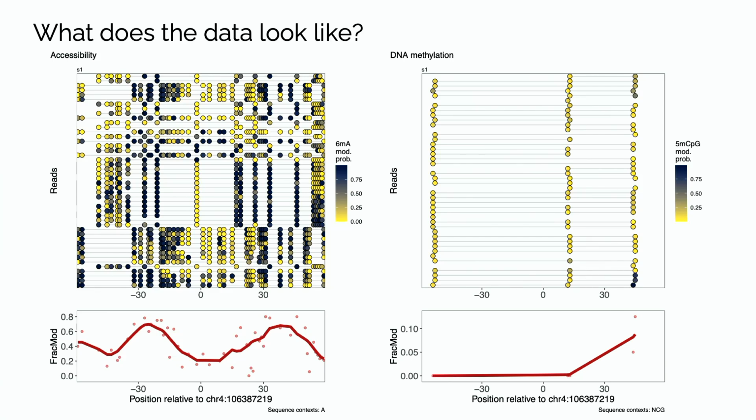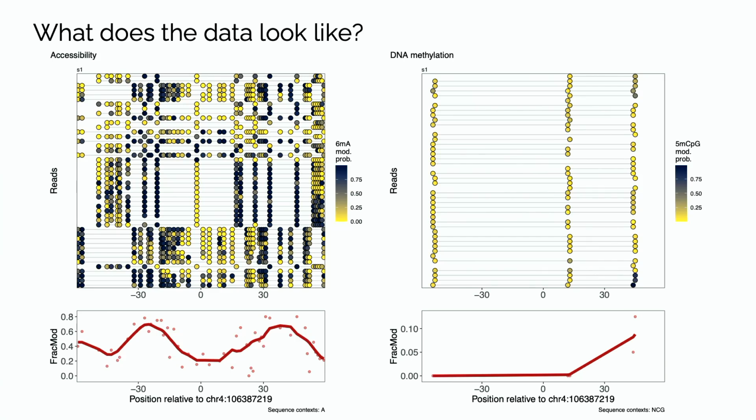Each row in the top panel is a read or a molecule, and each circle is an observation. First of all, we can see that the accessibility data is much more highly resolved than the DNA methylation data, because we have many more A's than CpGs in the genome. We can also see that we have data from both strands. These reads here are from one strand, and these reads here are from the other strand, because if we have an A in a certain position on one strand, we will not have an A in the same position on the other strand.